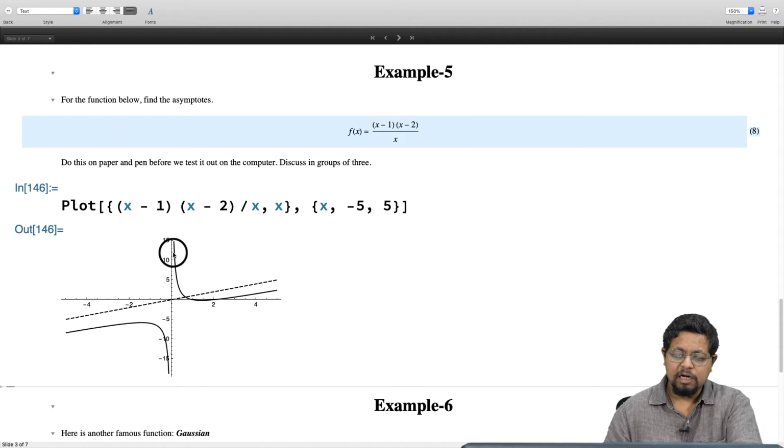It behaves like 1 over x in the small x limit. So its asymptote is the y-axis in the small x limit. In the large x limit, this 1 and this 2 can be ignored, and I get x squared. x squared divided by x is approximated as x. So in the large x limit, its asymptote is the line y equal to x, which is represented by this dashed curve.